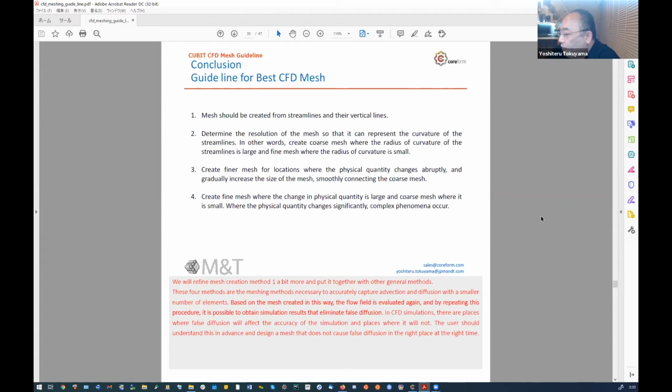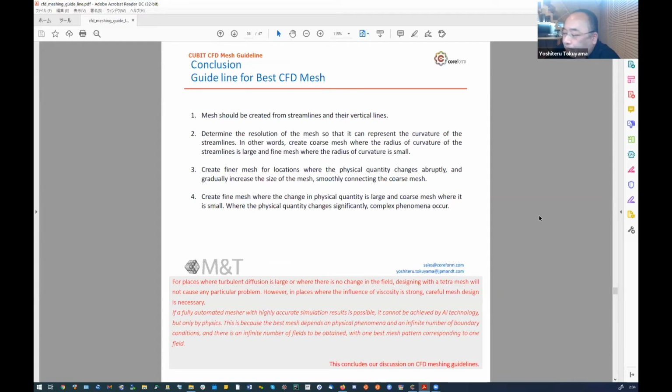In simulation, there are places where false diffusion will affect the accuracy of the simulation and places where it will not. The user should understand this in advance and design a mesh that does not cause false diffusion in the right place at the right time. For places where turbulence diffusion is larger or where there is no change in the field, designing with a tetra mesh will not cause any particular problem. However, in places where the influence of viscosity is strong, careful mesh design is necessary.